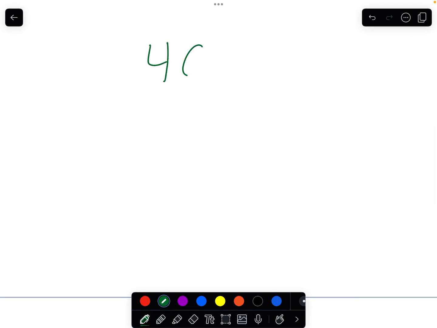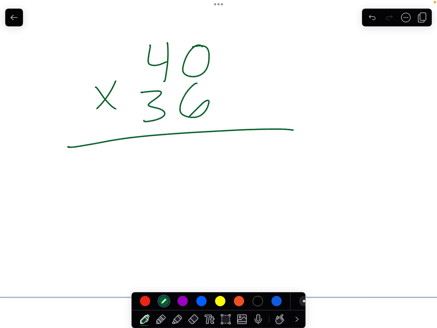Let's do 40 times 36. You can see here we've got a 0, so let's see how that plays out.